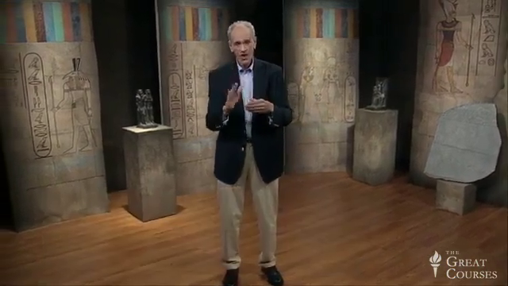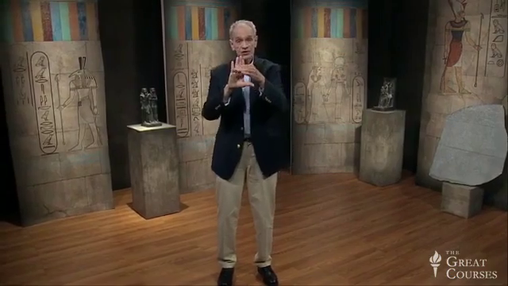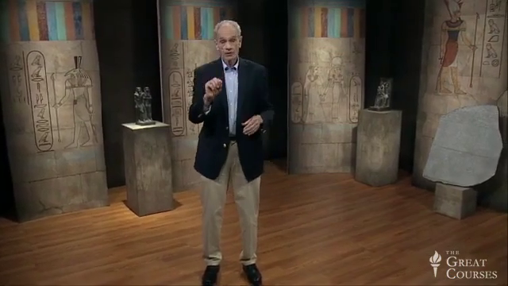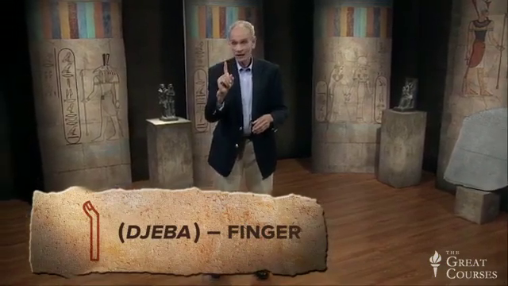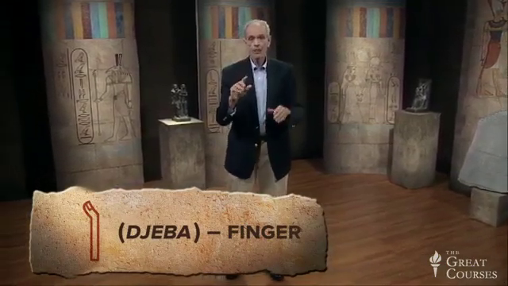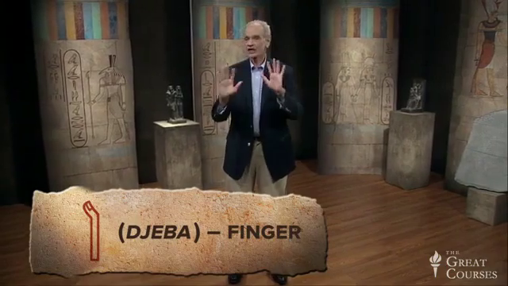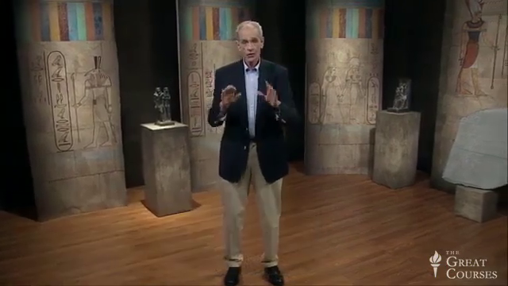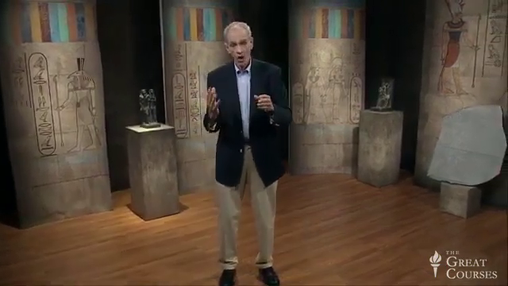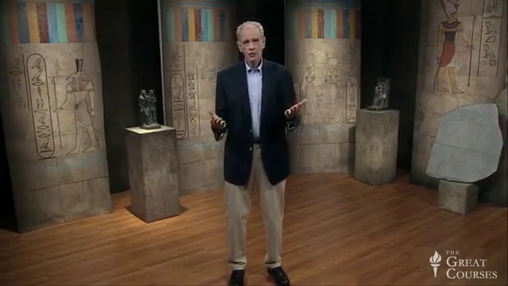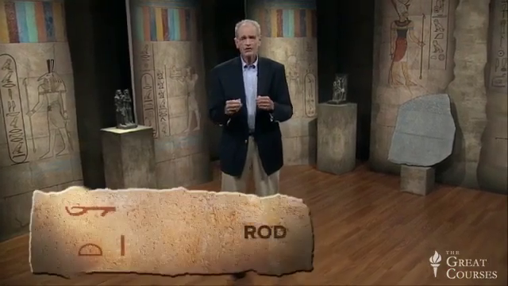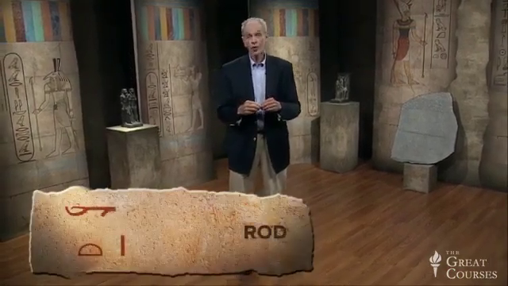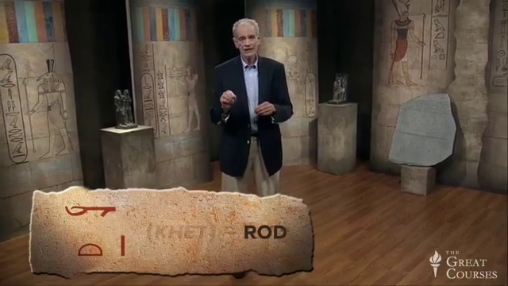Now, palms are divided into 4 fingers, or digits. The hieroglyph for finger is the ideogram finger. It's the same hieroglyph as for 10,000, but you won't get confused because of the context. When we're talking about linear measurements with cubits and palms, you'll just assume we're talking about fingers and not 10,000 of something. For longer measurements, there was a unit of 100 cubits called a rod, which was pronounced chet.